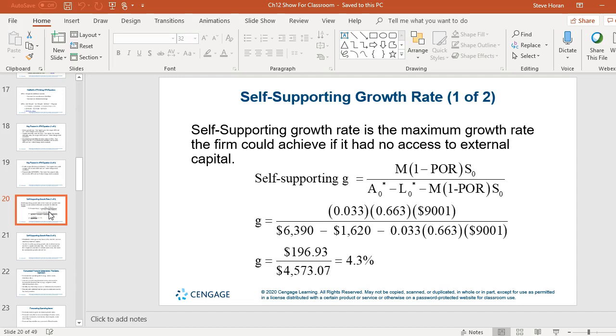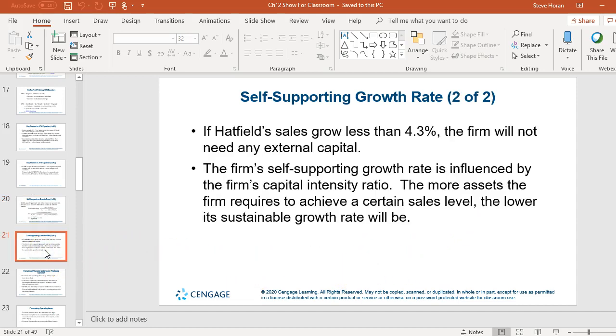So what's the percent of growth that I can sustain without needing additional financing? It's taking all the same inputs and just rearranging them. So it's taking our profit margin times 1 minus the payout ratio times sales today, divided by assets minus liabilities today, minus the numerator of the profit margin times 1 minus payout ratio and the sales for today. And it gives me 4.3%. So I can grow by 4.3% and not need additional financing.